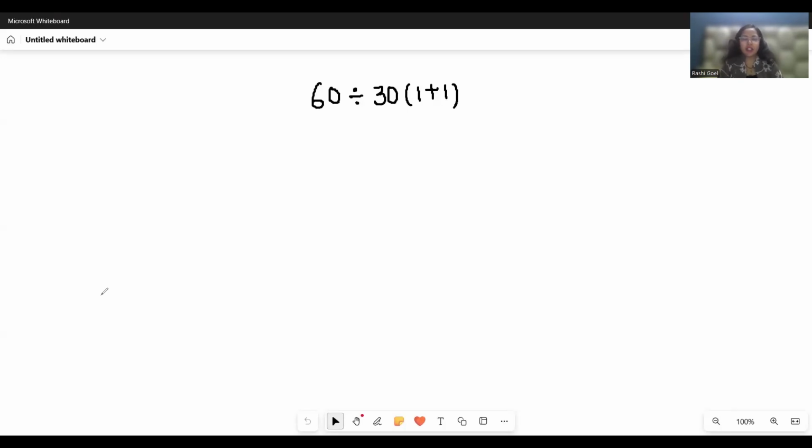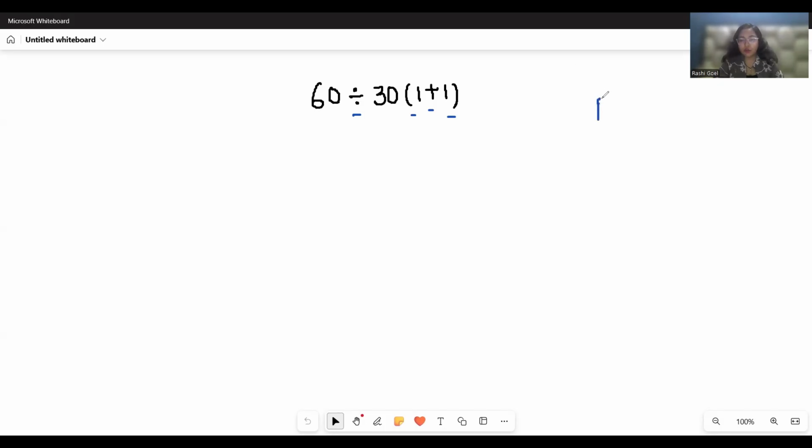So we have been given an expression: 60 divided by 30 (1 plus 1). So let's start with today's video solution. Here we have a division, then a bracket, and in the bracket it's addition. So many people get confused about where to start with this type of question.